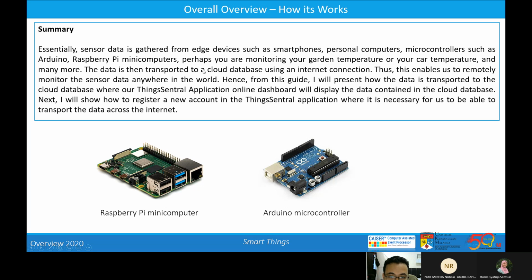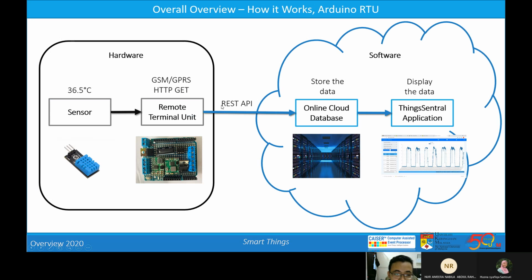The data is then transported to the cloud database. Cloud basically means the internet. For example, you monitor your garden. When you transport your sensor data to the cloud database, you can monitor it through an application dashboard website. That is ThingsSentral. You can monitor it anywhere in the world because the internet is an international network. That's how I describe the internet. Let's go straight to the infrastructure.